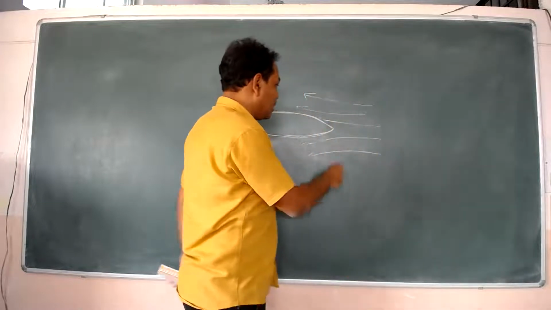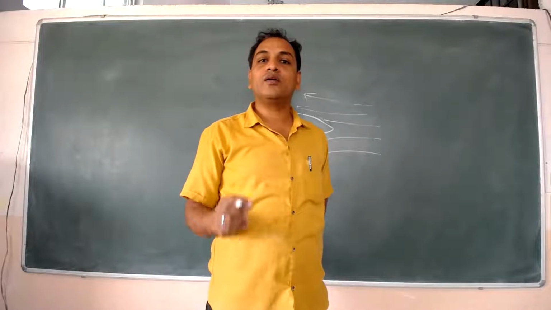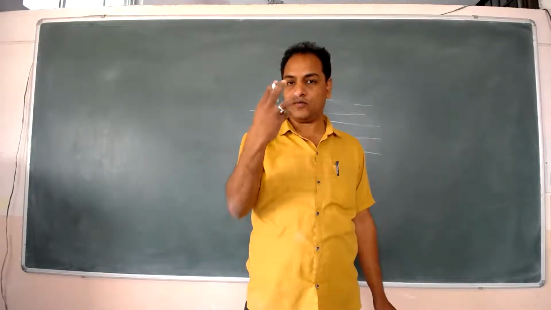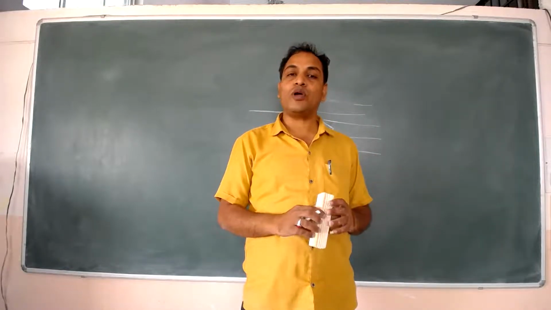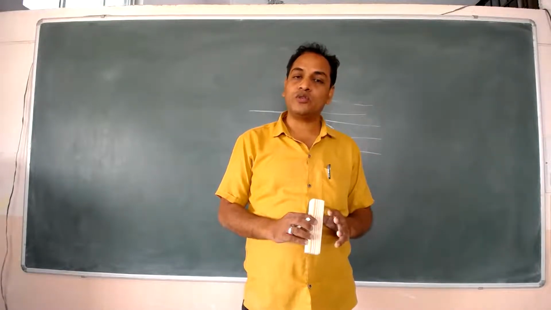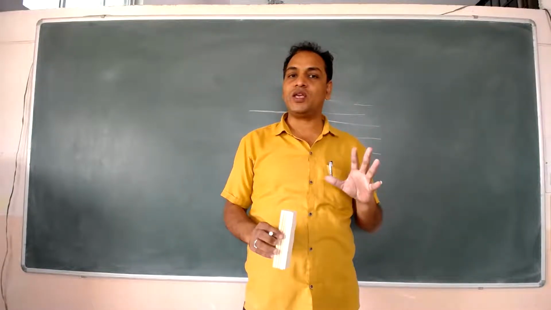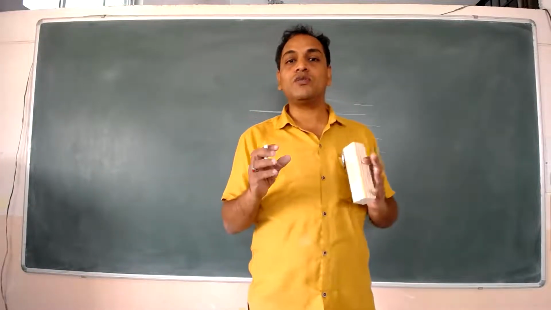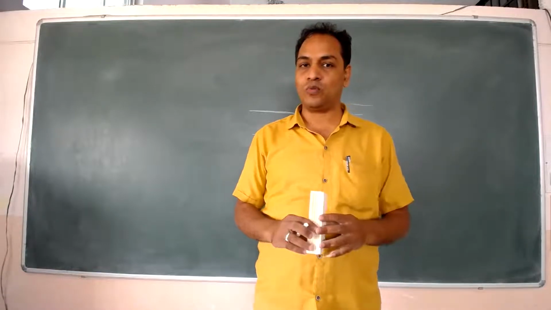Any vehicle, aquatic animal or bird is designed in such a manner that the front part of that object is made pointed, so as to reduce the frictional force so that it can move easily. This design is called streamlining. So by using streamlining also we can reduce the friction. This is one more.